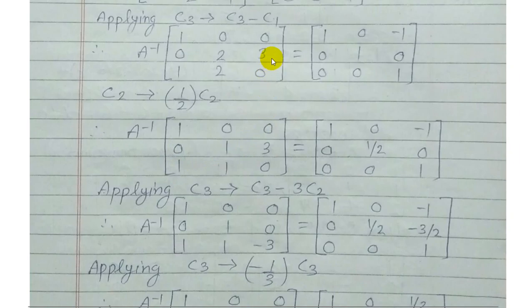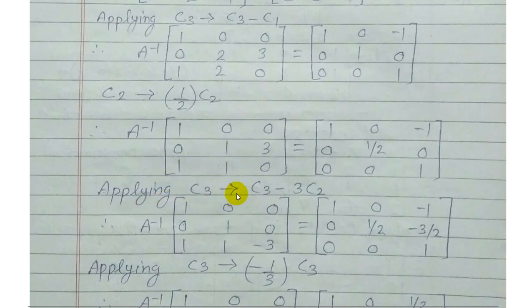C3 as it is 0, 3, 0, 0, 3, 0. But this column is divided by 2, so we get here 0, 1, 1. Also here first and third are same, but in second column we should divide by 2, so 0, half and 0. Here we write 0, half and 0. Now this should be 0.